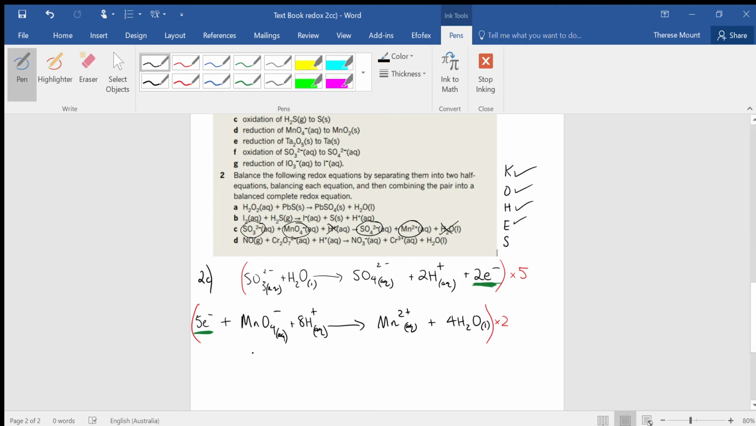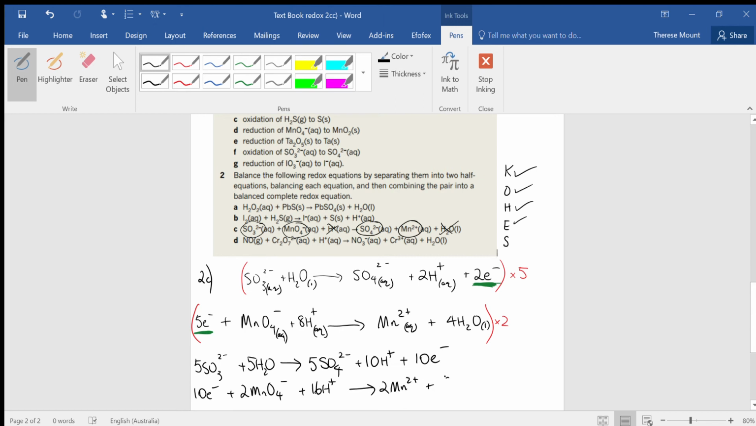Okay, so I'm going to go and do that for this first equation, 5SO3 2 minus, just be careful with the 3, plus 5 water goes to 5SO4 2 minus, plus 10 hydrogen, plus 10 electrons. Okay, now second one, 10 electrons plus 2 MnO4 minus plus 16 hydrogen goes to 2 Mn2 plus plus 8 water.